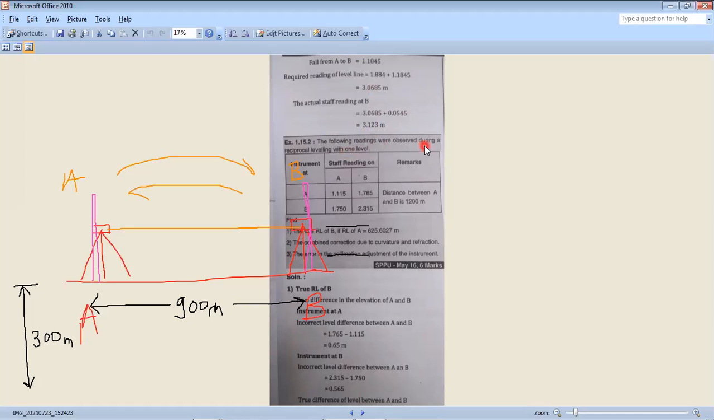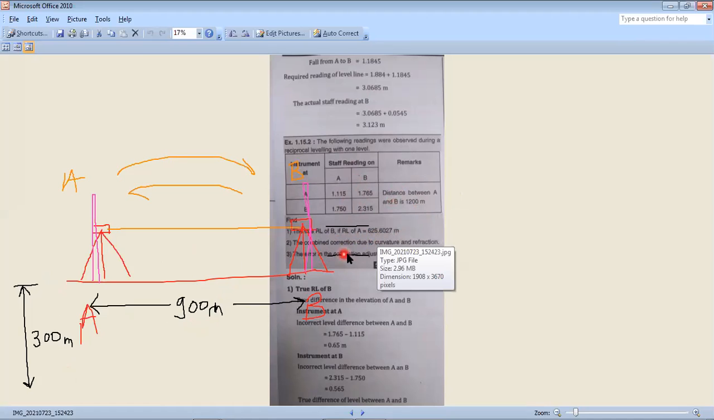The following readings were observed during a reciprocal leveling with one level. It is the same numerical, only the values are different. For station A and station B, two readings are given in a table. The distance between the two points in the earlier numerical was 900 meter, in this next numerical it is 1200 meter, meaning 1.2 kilometer. And you have to find the RL of point B if the RL of A is 625.6 meter. Earlier, in the previous numerical, it was 300 meter.